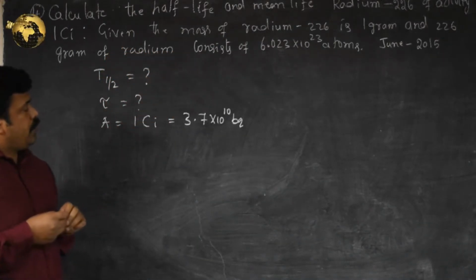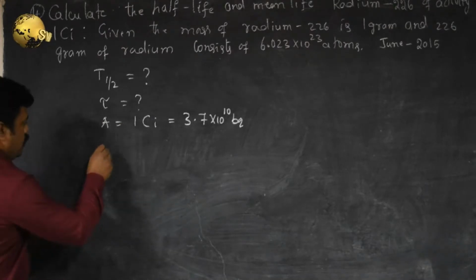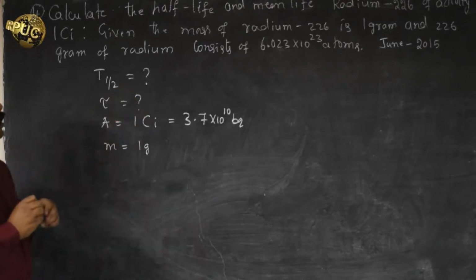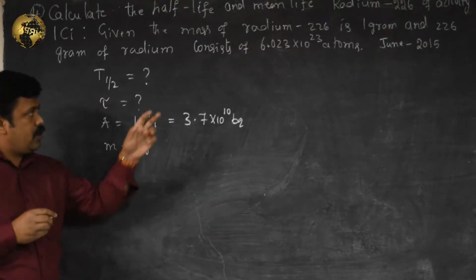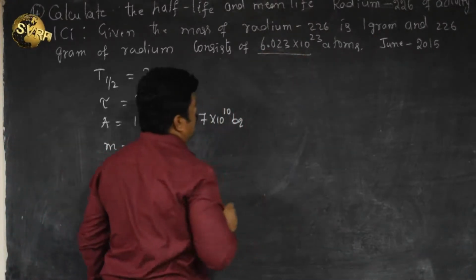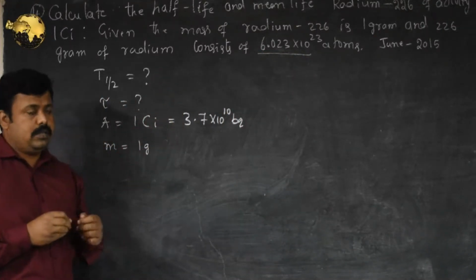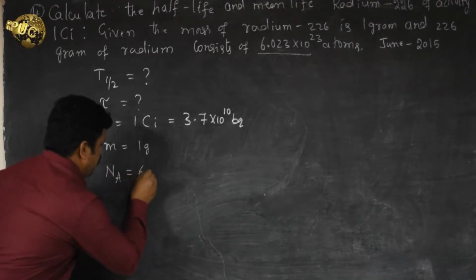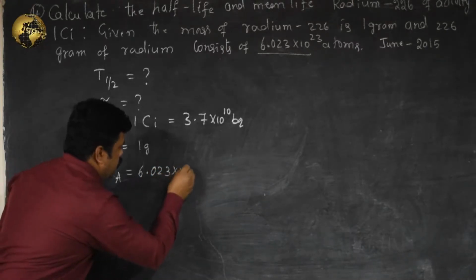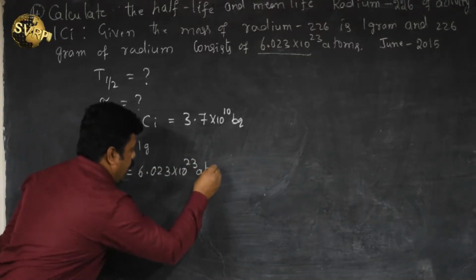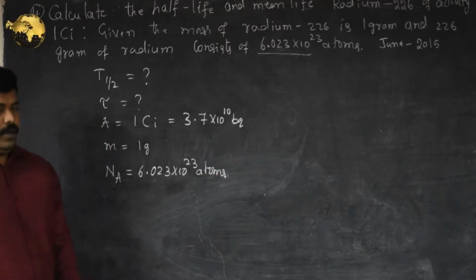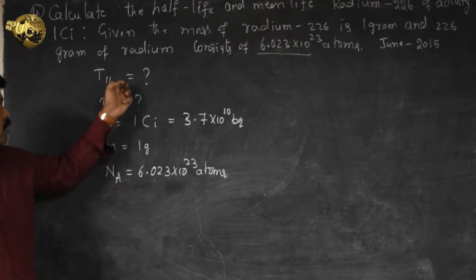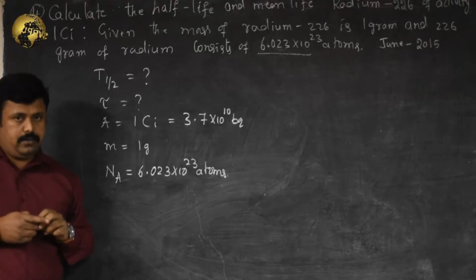Given the mass of radium 226 is 1 gram, so mass of radium 226 is 1 gram, and 226 gram of radium consists of 6.023 into 10 to the power 23 atoms, that is the aggregate number of atoms in a given mass. Okay, so using this data, we have to find out the half life, then the mean life.